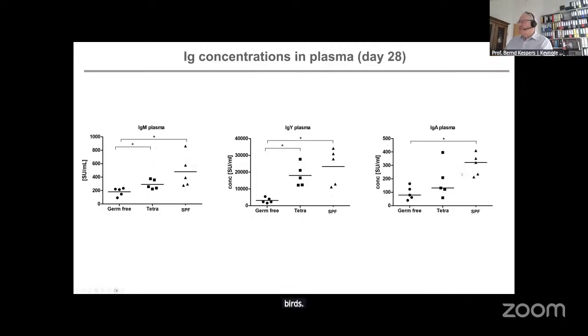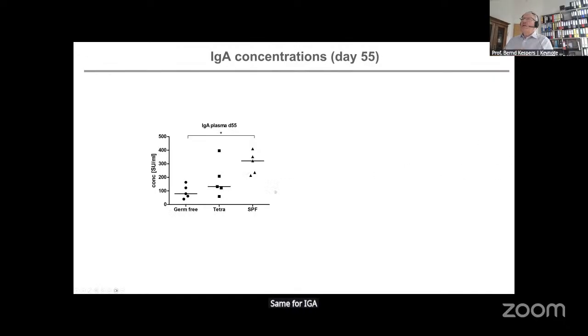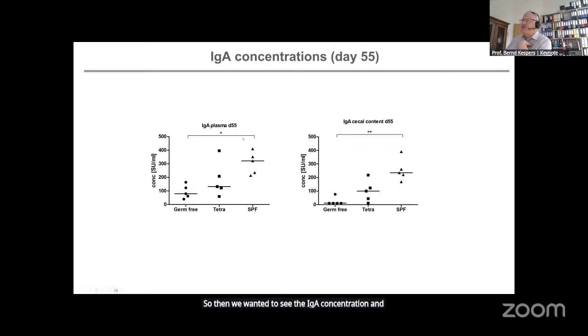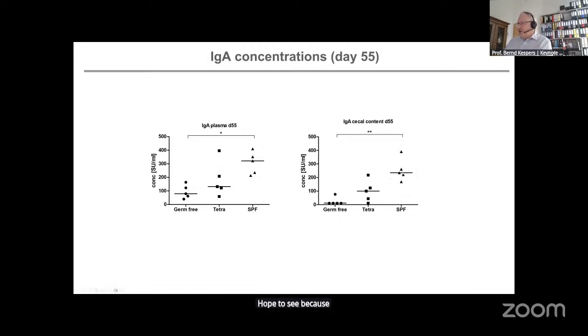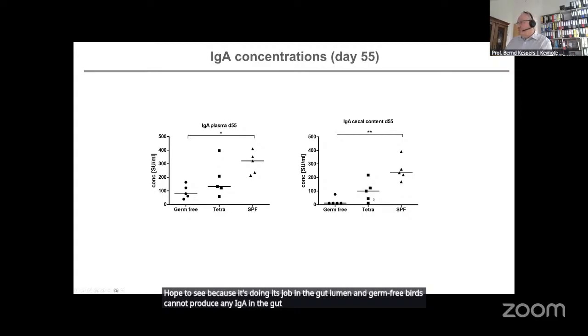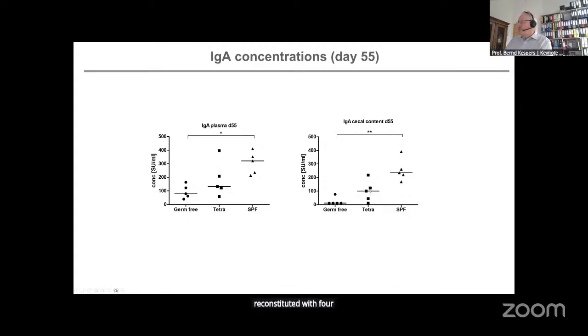Same for IgA. So then we wanted to see the IgA concentration and compared plasma for IgA with cecal content. And you can see here also IgA was efficiently secreted into the gut, as we would hope to see, because it's doing its job in the gut lumen, and germ-free birds cannot produce any IgA in the gut, while reconstituted with 4 bacteria, it's produced some, and the SPF birds were much better.